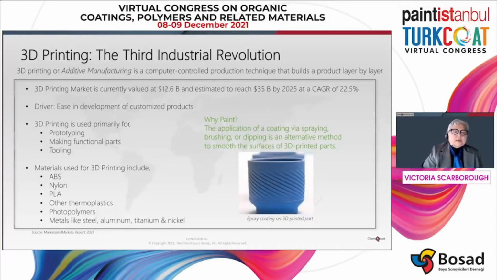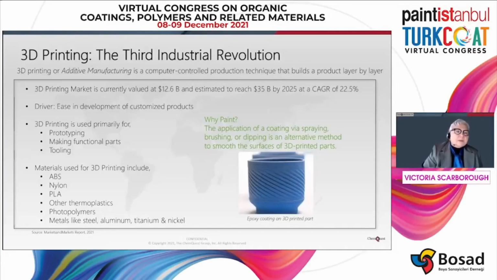And the materials are made out of a lot of different things. They're made out of plastics like ABS and nylon and PLA. Photopolymers are used, and they are UV cured or heat cured. And they even print with metals like aluminum and titanium and nickel. So there are things in these 3D printing operations that allow you to do many different things.